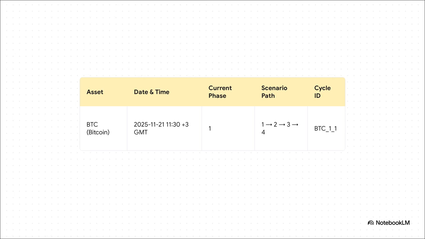So this table gives us the basics. The asset, of course, is Bitcoin. The model tells us we're currently in Phase 1, and the expected path is a pretty standard progression, from Phase 1 right through to Phase 4.